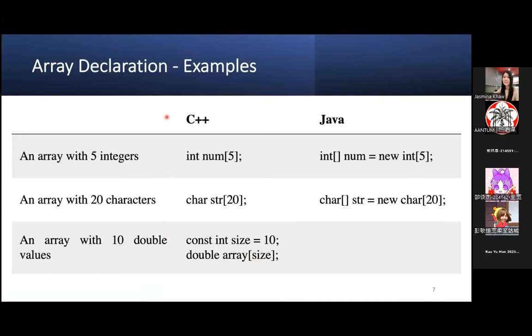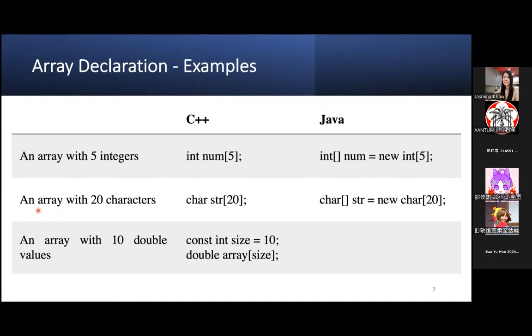Now we look at the example of array declaration. Here we have the syntax in C++ and also Java. For the first example, we have an array with 5 integers. Here we have the syntax in C++. This is the data type of the array. We have integer data type. And then num is the array name. Inside the square bracket, we have the size of the array of 5. So this is the syntax in C++. And we also have the syntax in Java.